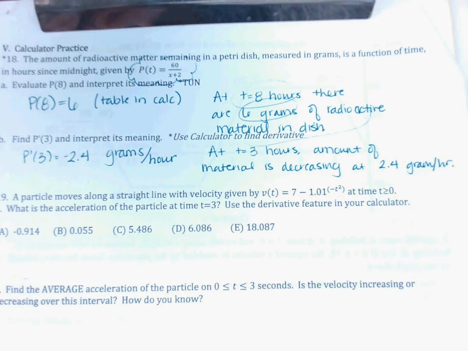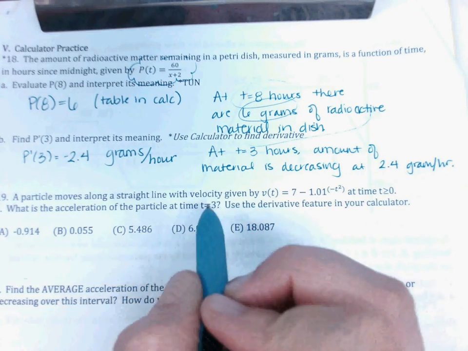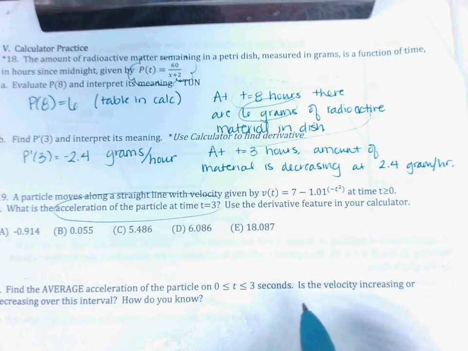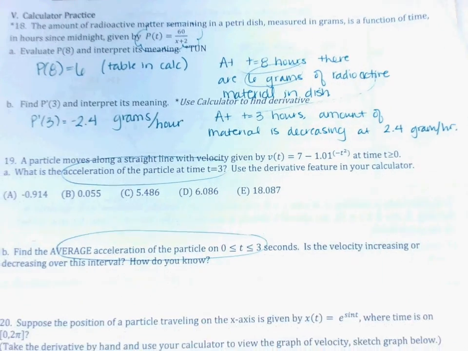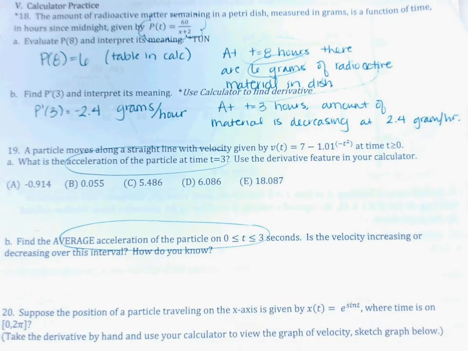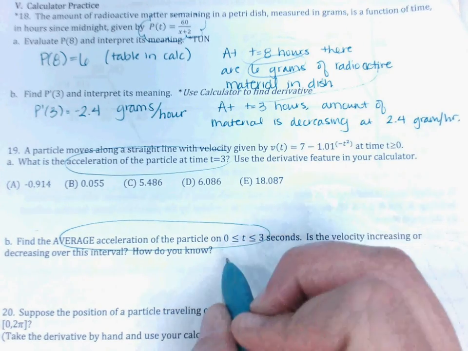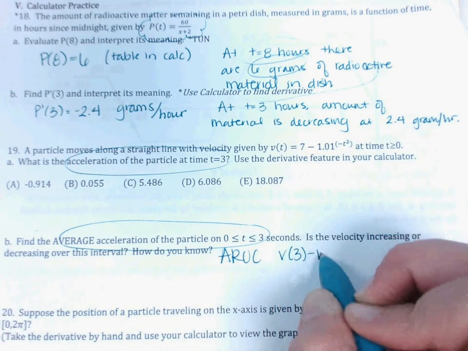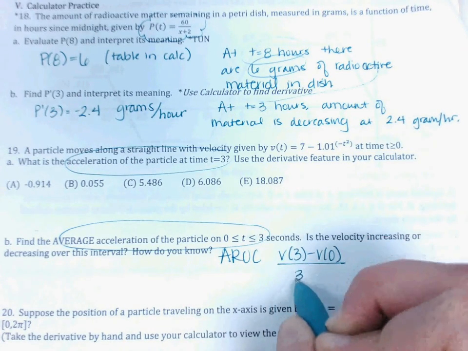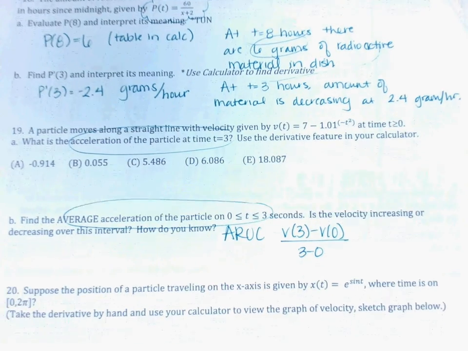The next one, number 19, I'm not going to do it for you, but what's the difference between acceleration at 3 and average acceleration over 0 to 3? Which one is average rate of change, A or B? This one is average, so you'd be doing V of 3 minus V of 0 over 3 minus 0. What would I be doing in part A, though?